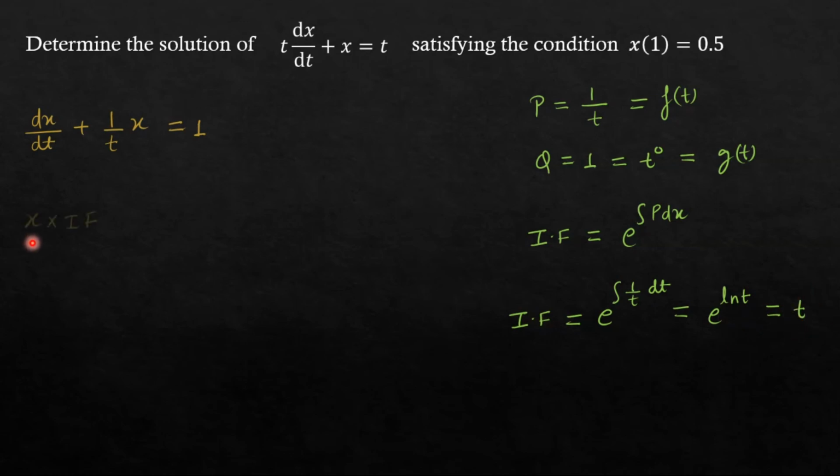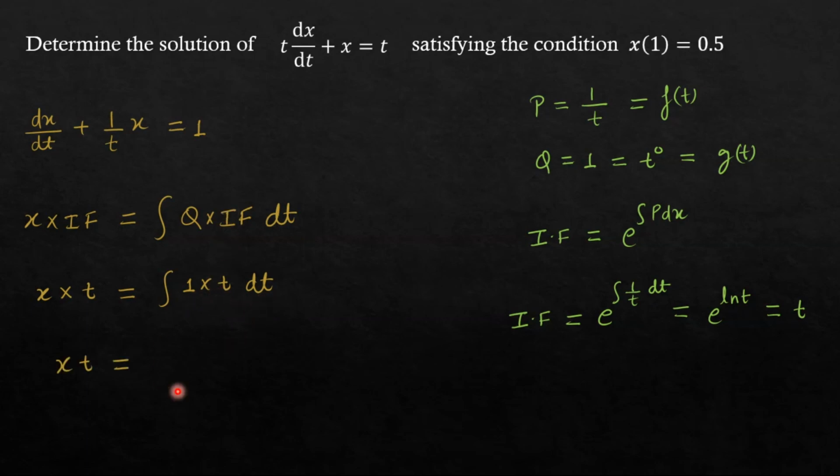Now the solution is given by dependent variable into integrating factor is equal to the integration of q into integrating factor. Here x is the dependent variable. Now put the value of the integrating factor, and you will get x into t is equal to the integral of q, whose value is 1, into t dt. So we get xt is equal to, now the integration of t is t square by 2 with the integrating constant, that is c. Now we can write this solution as x is equal to t by 2 plus c by t. I have taken this t to this side. So this is my solution.